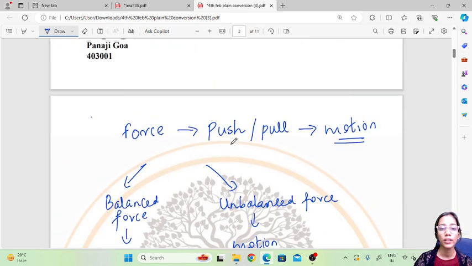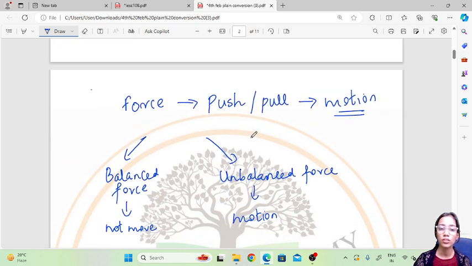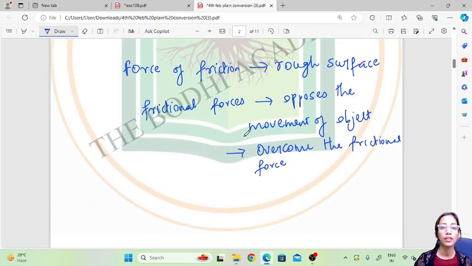So here today we saw what is a force, the different types of forces, and the force of friction. In the next part we will be studying the different laws of motion.